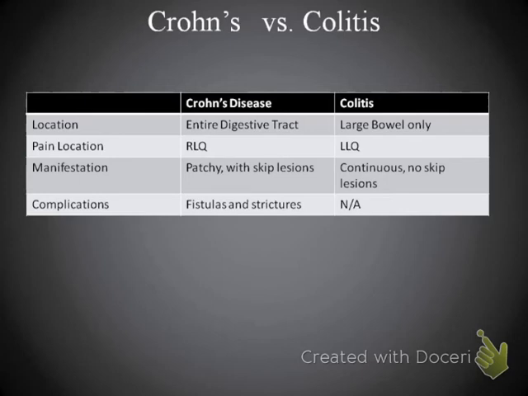Manifestation, we see that Crohn's disease is really patchy with the presence of skip lesions. Colitis has no skip lesions, so wherever it begins, it's going to run its full course, and that'll be the only area that you see colitis in. There won't be bits and pieces here and there. There's no skip lesions. In complication, with Crohn's disease, we have fistulas and strictures, and colitis really doesn't have as many of those complications. We just have inflammation of the bowel.